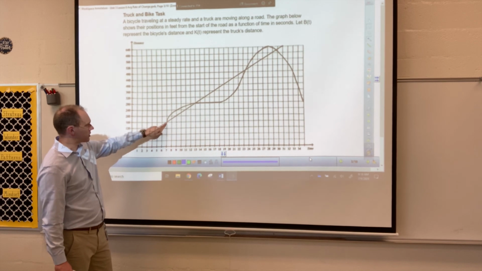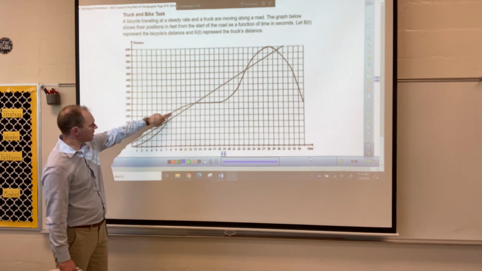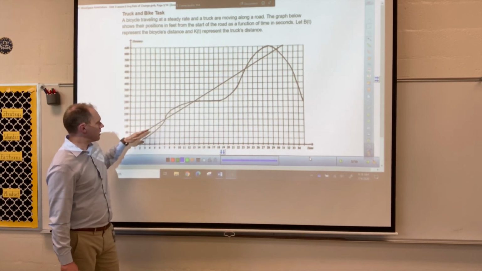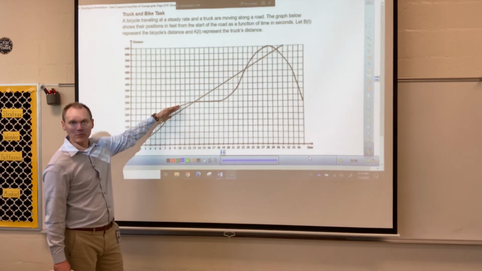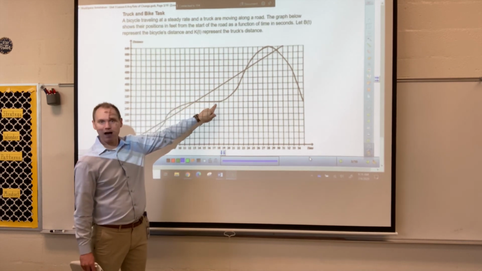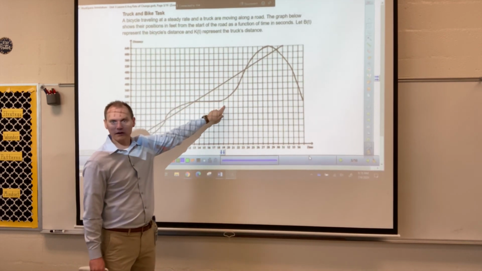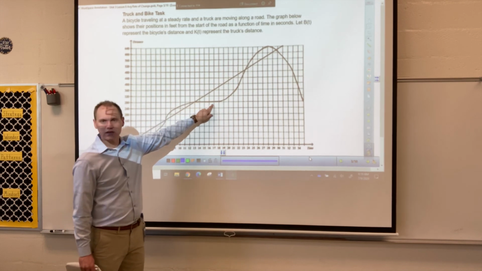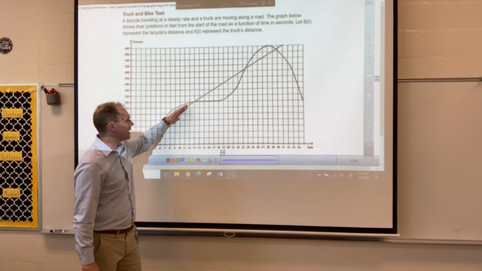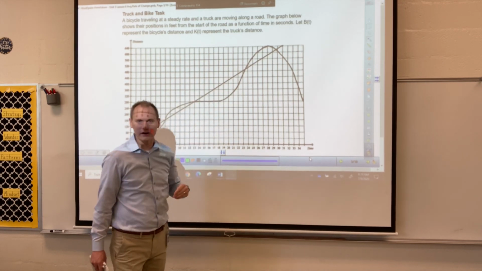It's traveling at a really quick rate here, and then kind of slows down and passes the bicycle at that point, but then has to slow down and eventually stop. So the truck is stopped here at maybe a stop sign or something like that. So because of that, the bike continues on and passes the truck.